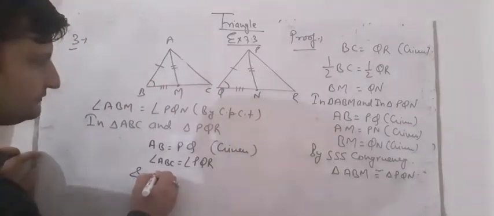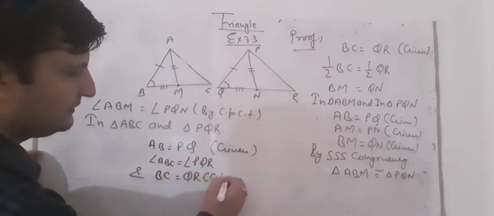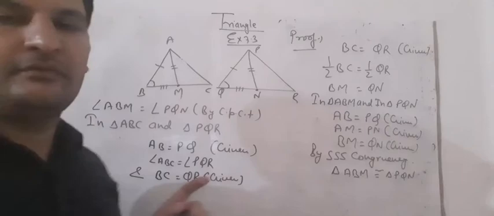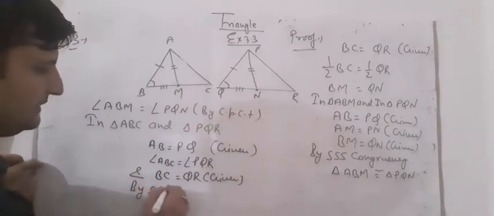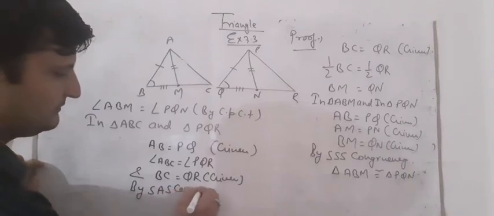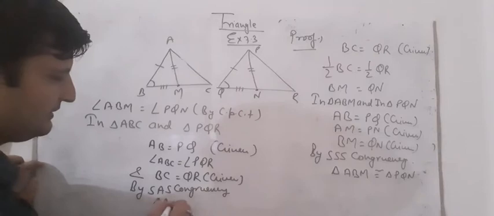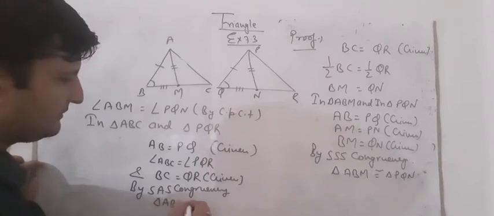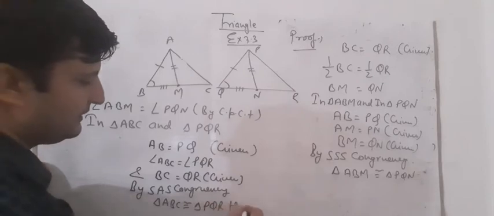and BC is equal to QR. It is given. So student, we can say that by SAS congruency, triangle ABC is congruent to triangle PQR.